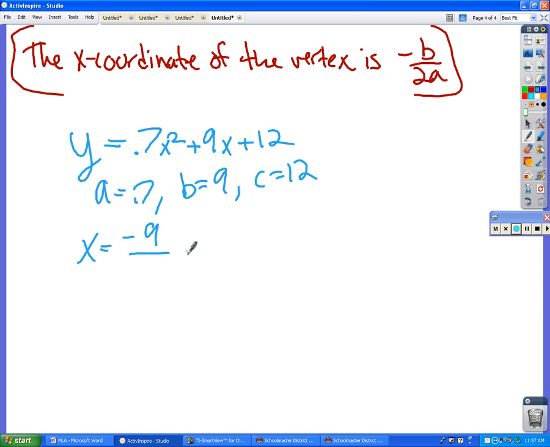Right, so if b is 9, then negative b is negative 9. That's why some teachers, instead of saying negative b, make you think of this as the opposite of b. So you need to take the opposite of b. If b is 9, the opposite of that is negative 9. And then we're going to divide that by 2 times a. What's a? 0.7. What's 2 times a? 1.4. Now we're going to go to our calculators. Negative 9 divided by 1.4.